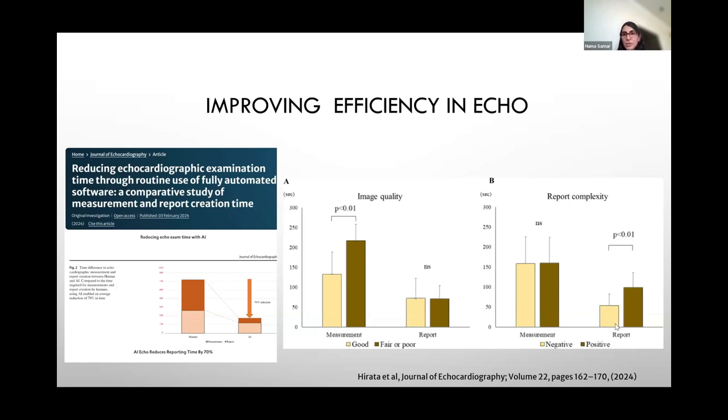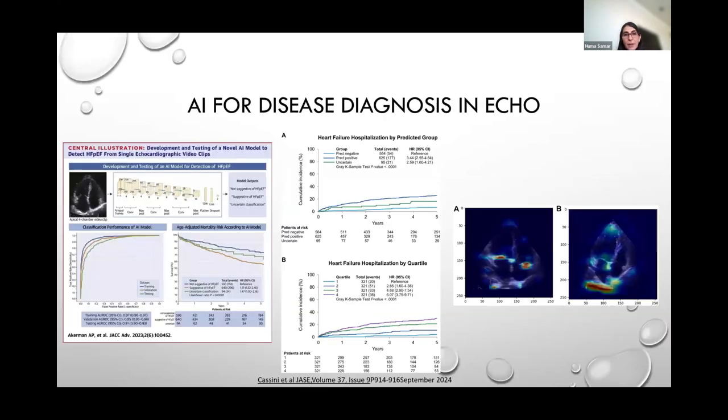When it was a simple, straightforward echo report, this efficiency really played a big piece. But when the image quality was poor and the report was very complex, not much was to be gained with the use of the algorithm. We do have algorithms for disease diagnosis in echocardiography as well.